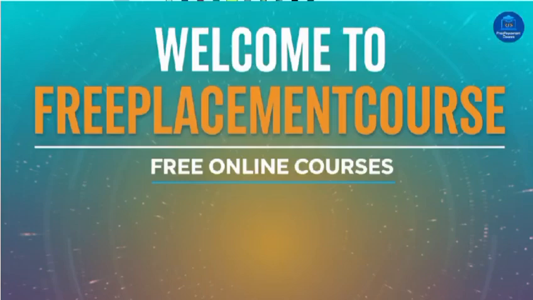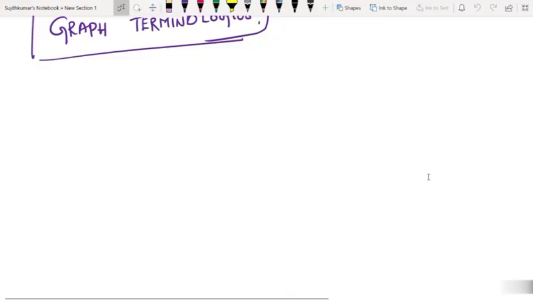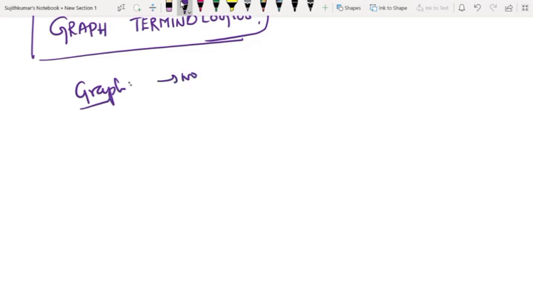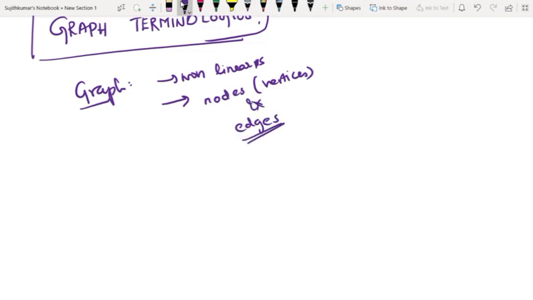Let's talk about the graph terminologies in this video. Before that, let me tell you what a graph is and how a graph looks. A graph is a non-linear data structure, and a graph has nodes, also called vertices sometimes, and edges. The nodes are connected with the help of edges. So that's how a graph works.